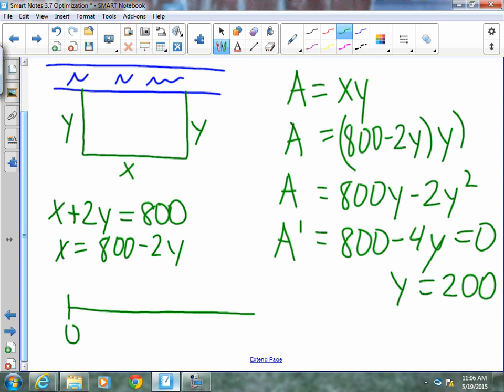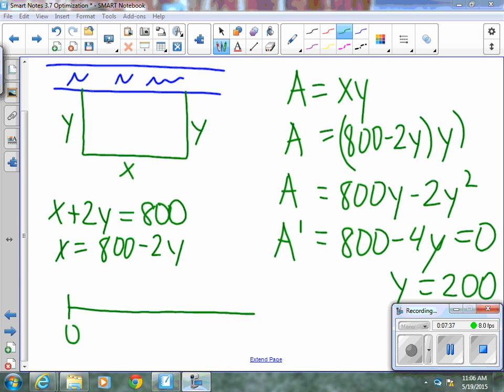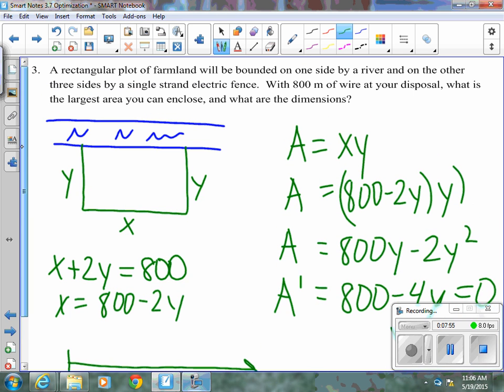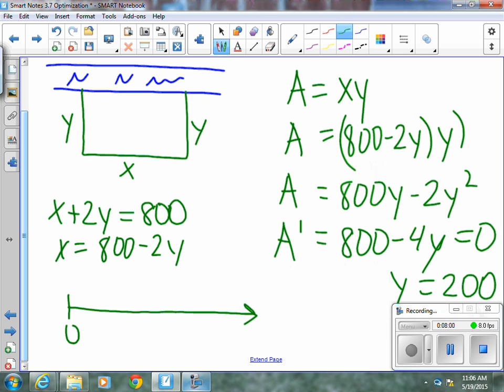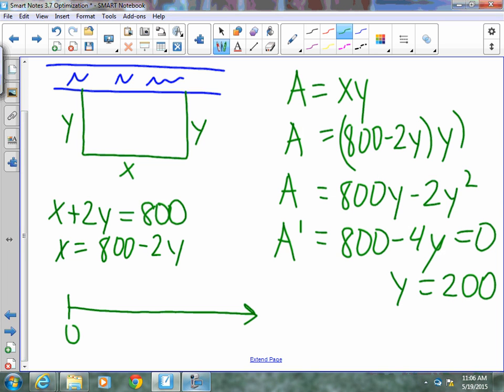So on a number line, let's talk about what y can be. Y can be as small as 0, and as large as really extremely large, because x could be a small decimal, but realistically, we can't really name a number. It does need to be wide enough to fit an animal of some sort, I think, or to grow things. I don't know if it's going to be a pen for animals or if they're just fencing in their farmland. So we need to put the 200 on our number line.